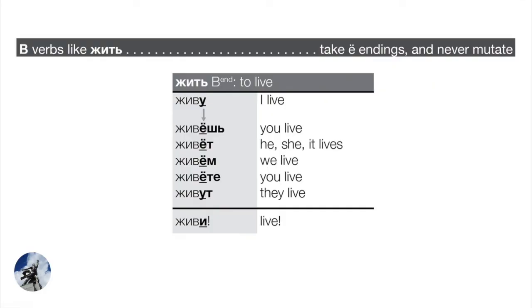But the good news is that once we have that little missing bit of information, in this case в, we simply add the и-endings and we're done. There aren't any mutations usually. So for example, жить is a в verb. That means the stem is going to be жив. Let's add the endings. We get живу, живешь, живет, живем, живете, живут.